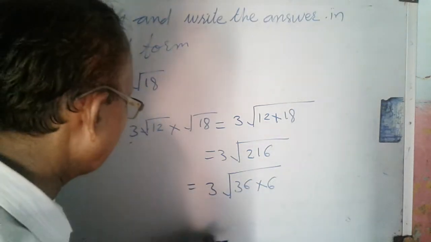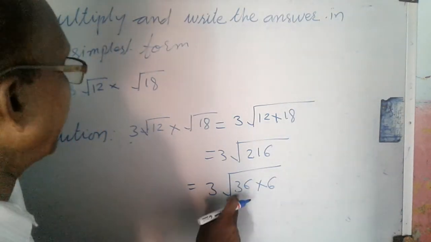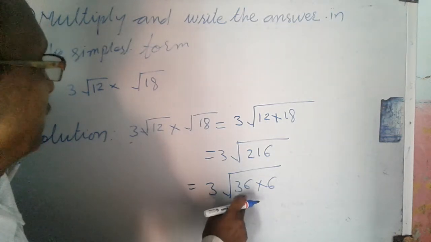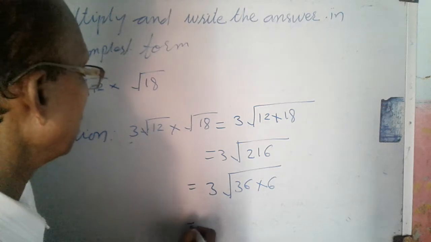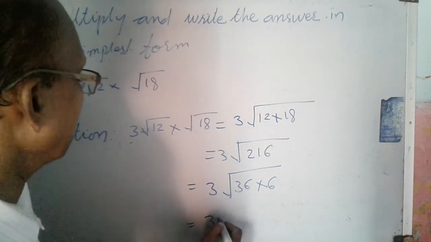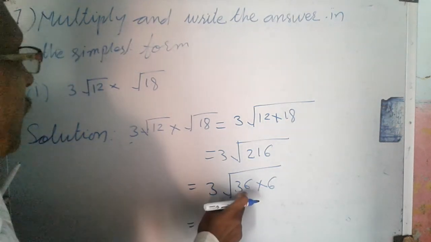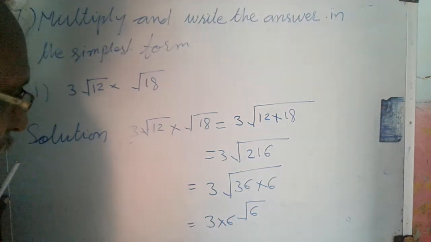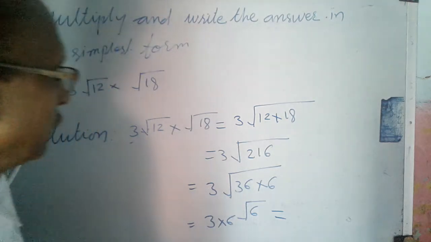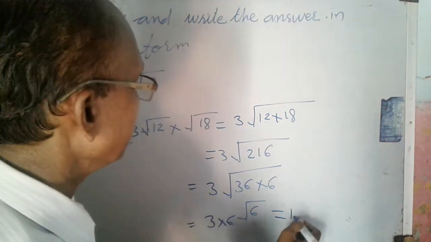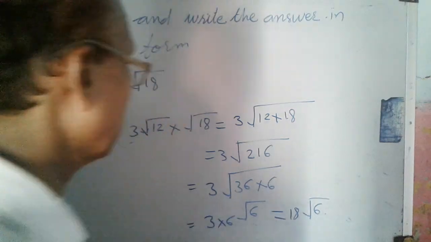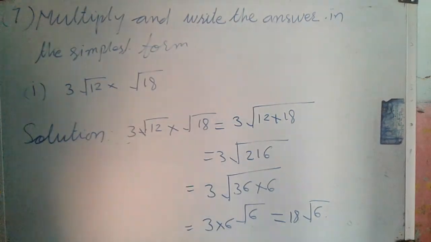6 sixes are 36, 3 sixes are 18 plus 3, 21. Now 36 is a perfect square, take the square root of 36. We get 3 as it is, multiplied by the square root of 36, which is 6, root 6. Now 3 sixes are 18, root 6. This is the answer: 18 root 6.